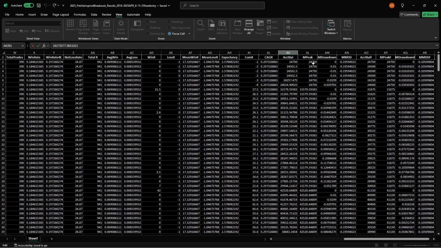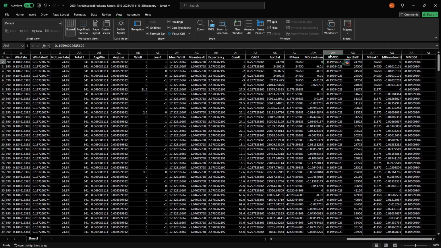So you can just see this is like peak and drawdown stuff. The max drawdown was about 20%. That's a survivable drawdown for something that hits home runs the way it does.